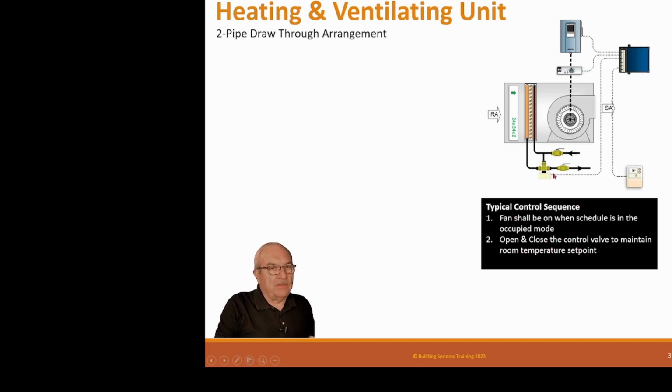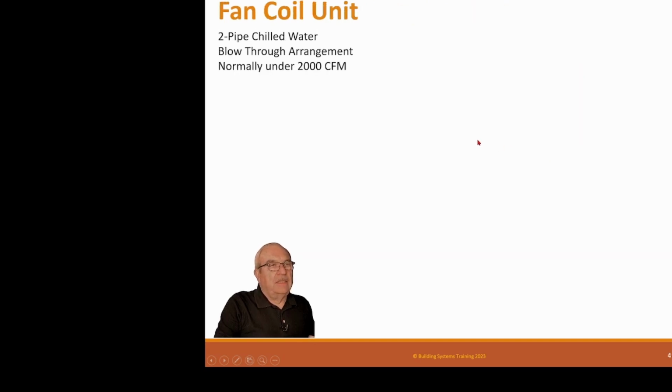Now, this one here is a two-position valve. It could be modulating, depending how big the unit is, but the smaller ones are normally just two positions. So they turn it on for a while and turn it off. It has no outside air. It's just a heating unit for the system. So that's the basic system of a heating ventilating unit. Really simple. Okay, now let's look at a basic two-pipe fan coil unit.